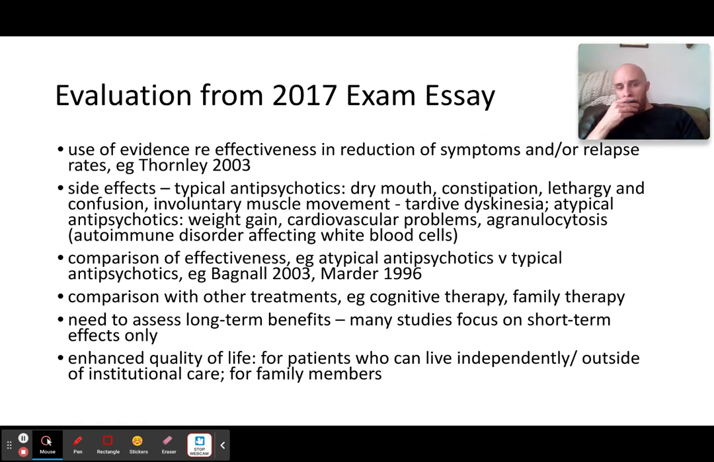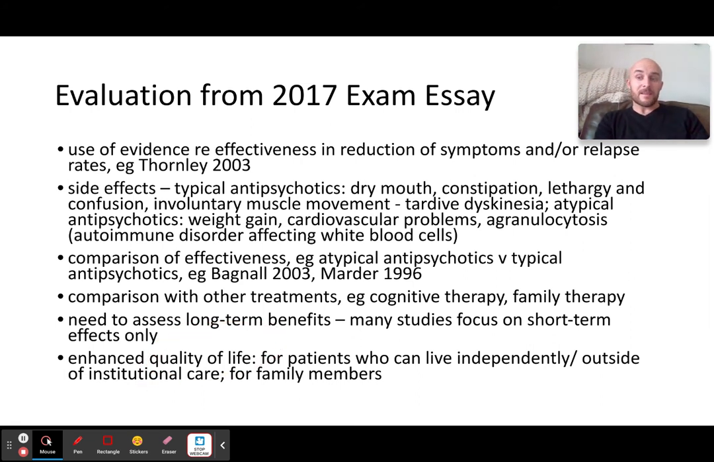But what I was going to do, these two are quite key. Why don't you compare either typical to atypical or just antipsychotics to CBT? I've got a model answer in a second for it. This one down here, I definitely want you to make a note of.